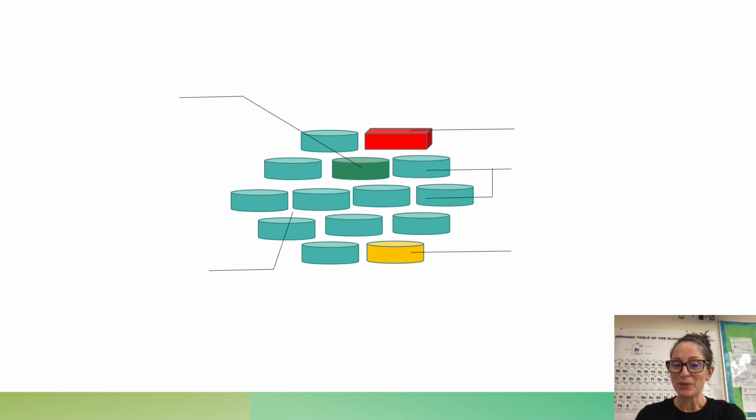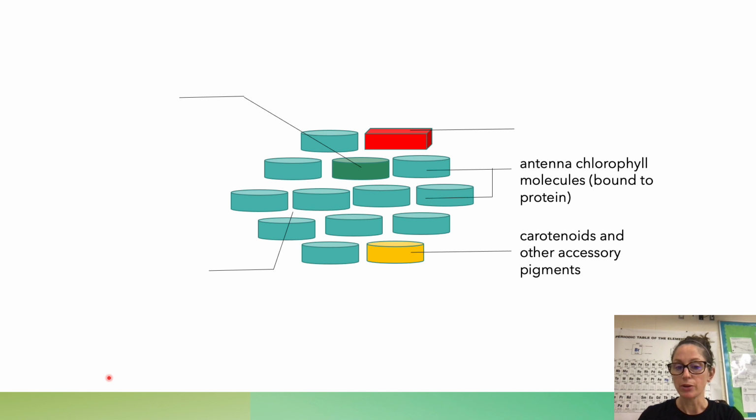So let's look at one of these action centers, if you will, that would be in a photosystem of our chloroplast. And we'll talk a little bit more about that in a bit. So we have, let's label all these guys. We have our antenna chlorophyll molecules. And again, these are bound to a protein, keeping them in the thylakoid membrane. We have our carotenoids and other accessory pigments. We have our chlorophyll A, which is going to end up giving its electron to the primary electron acceptor.